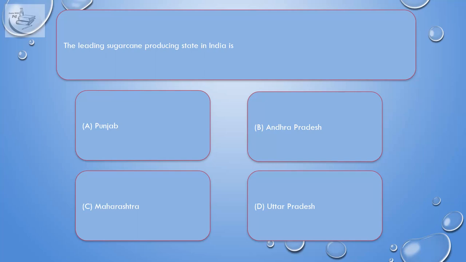Question: the leading sugarcane producing state in India is A. Punjab. B. Andhra Pradesh. C. Maharashtra. D. Uttar Pradesh. Correct answer is D. Uttar Pradesh. Question: which Indian state has the largest area under sugarcane cultivation? A. Maharashtra. B. Uttar Pradesh. C. Andhra Pradesh. D. Madhya Pradesh.